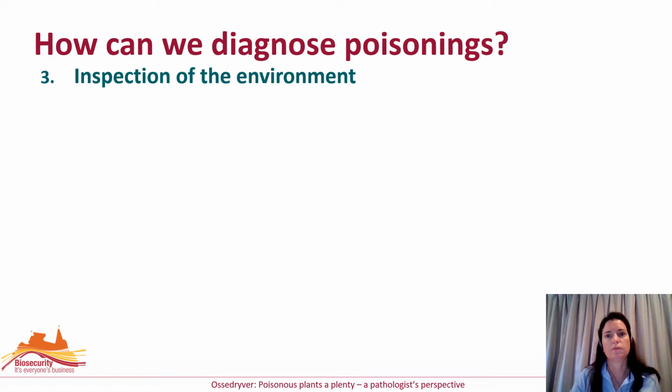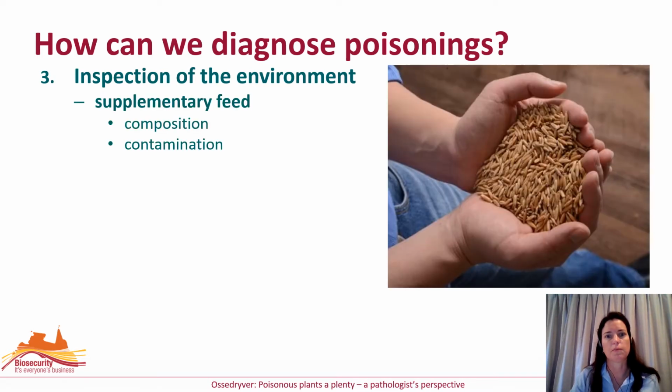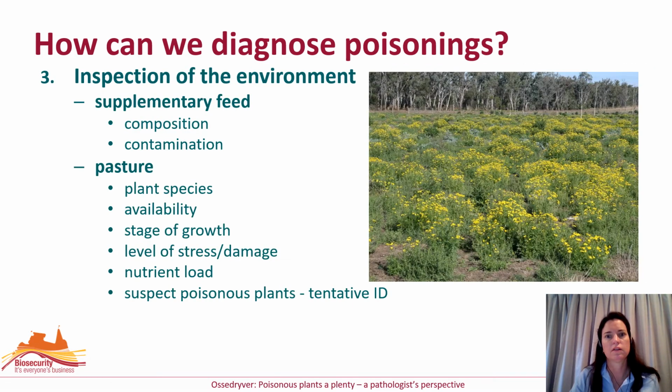It's also vitally important to inspect the environment in which the animals have access to. Examination of supplementary feeds, pastures, and water sources is critical. A thorough environmental examination will involve a paddock walk with the property owner or manager. And remember to always look for evidence of plants that have been eaten.